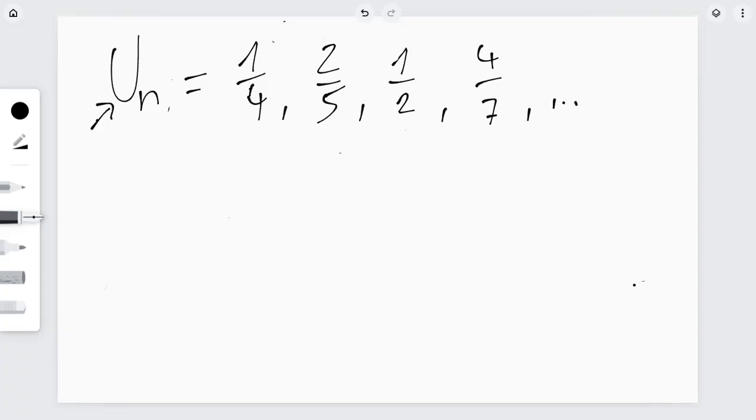So this letter U denotes the sequence, and this letter n denotes the place in the sequence. A sequence has places, so a fourth is in the first place, 2/5 is in the second place, a half is in the third place, 4/7 is in the fourth place. So if I were to say what is U of 2, then that would be the entry 2/5, because 2/5 is in the second place.